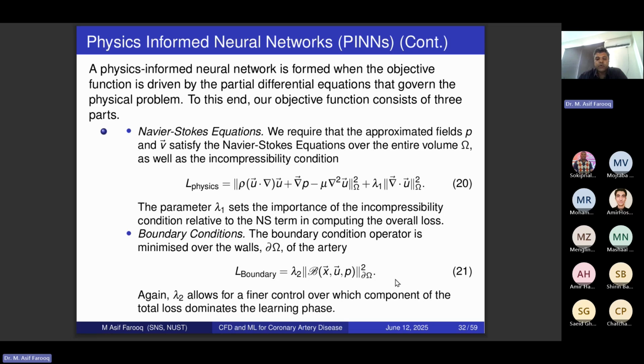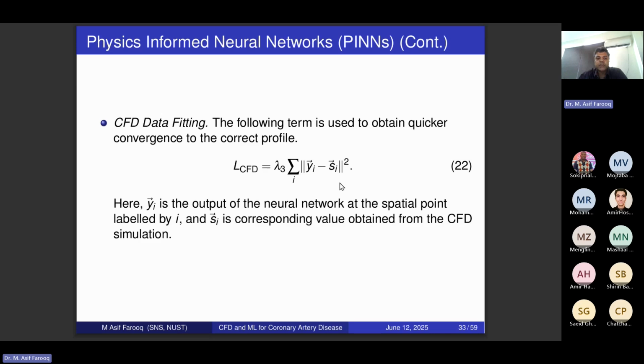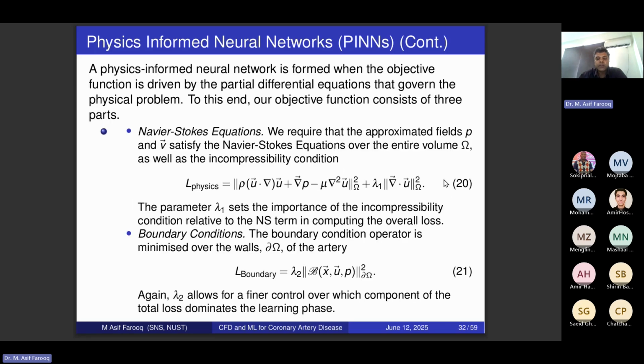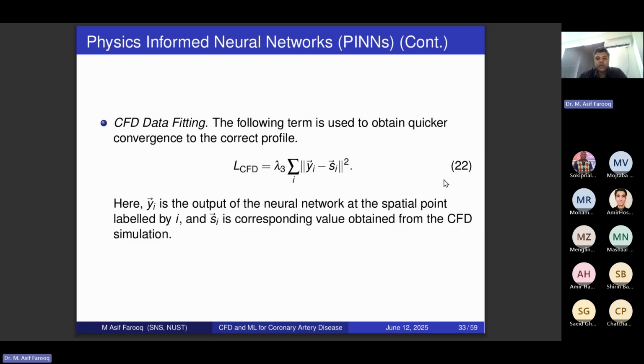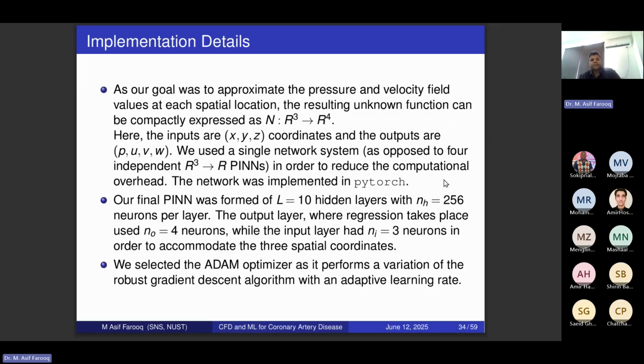Then you have the boundary condition. You put your solution U into the boundary condition. You calculate the loss. Then at the end, you compute the solution from the PINN, and compare this with the CFD data in equation 22. We have combined 20, 21, and 22 in one loss function. That is the final answer of PINN.